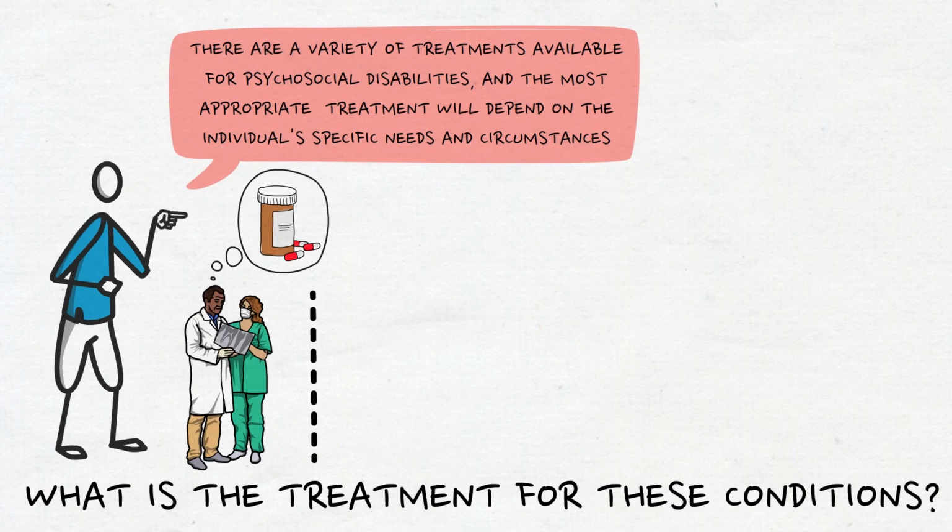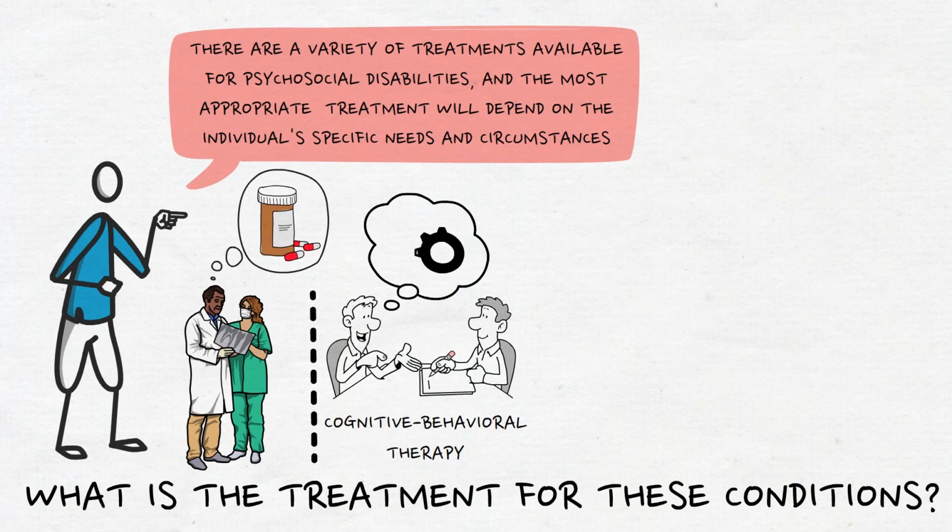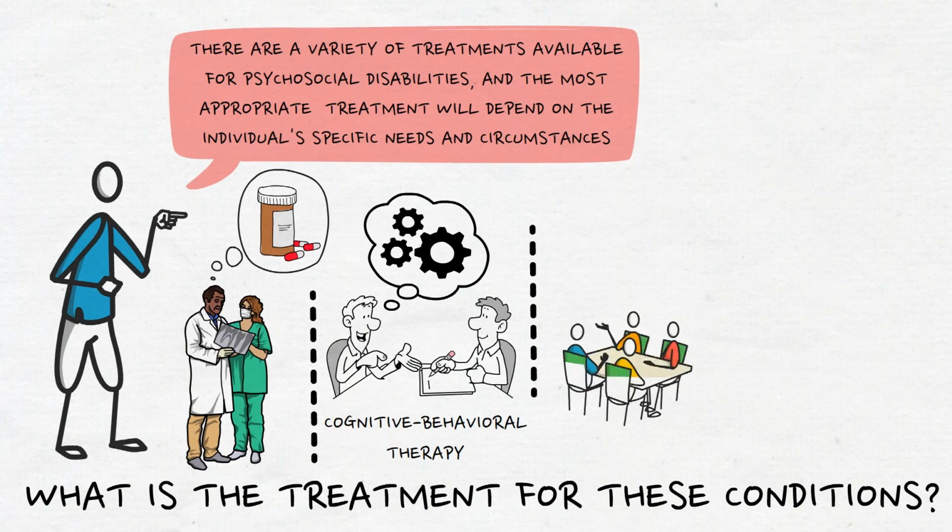Another form of treatment is therapy, which includes cognitive behavioral therapy, or CBT. This type of therapy can help individuals learn coping skills, identify negative thought patterns, and develop healthier ways of thinking and behaving. Support groups can also be helpful as they provide a safe and supportive environment where individuals can share their experiences with others who are going through similar challenges.